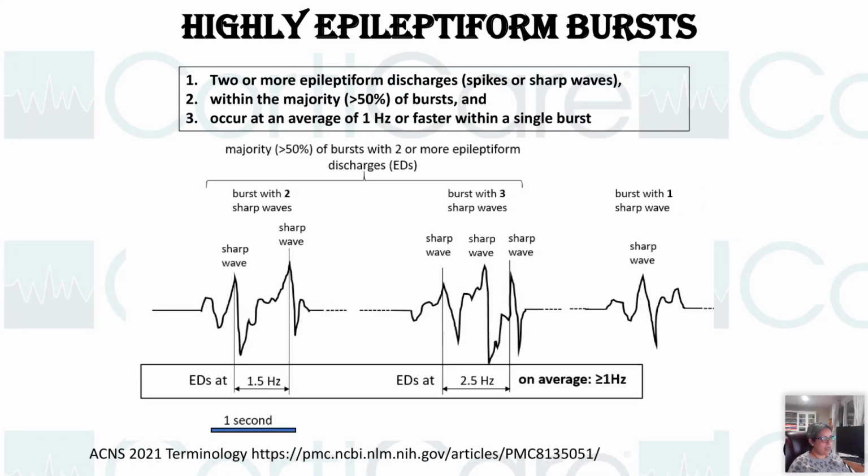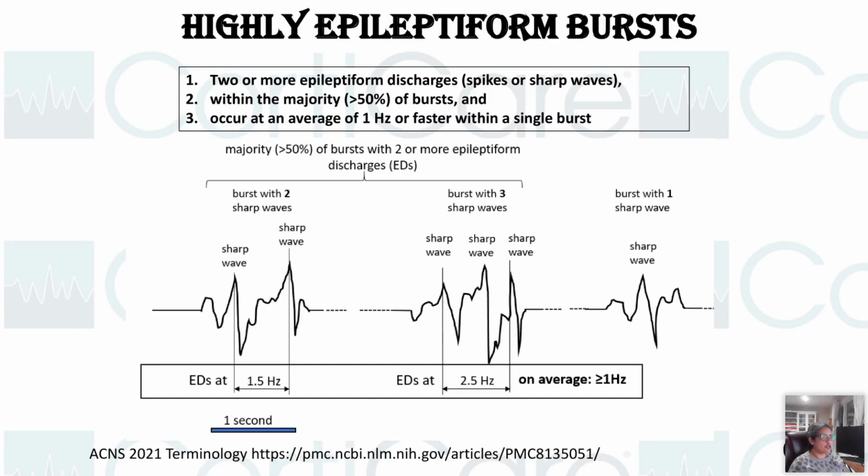Okay, so here is an example. If we look at this, there is burst 2. They're showing 3 bursts here. In the first and second burst, it shows that there are 2 epileptiform discharges. In the third one, there is only 1 sharp wave. So there are 2 sharps in the first one, a sharp and a spike in the second one, and only 1 sharp wave in the third one.